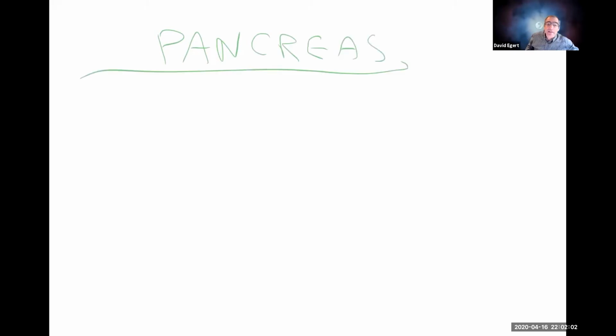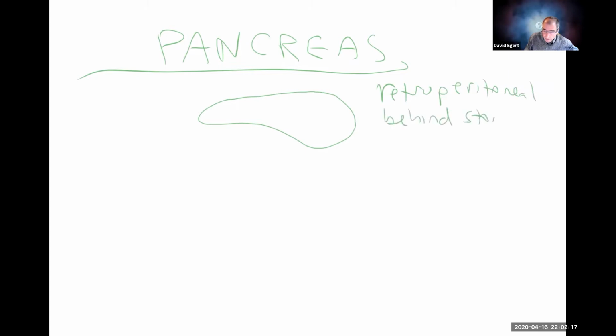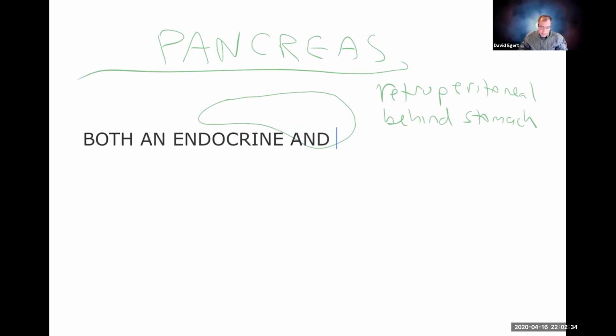So pancreas. Sometimes people say it looks kind of like a tadpole. It's retroperitoneal. Behind the stomach. And it has two jobs. So pancreas, it's a classic question on an exam because it is both an endocrine and exocrine gland.